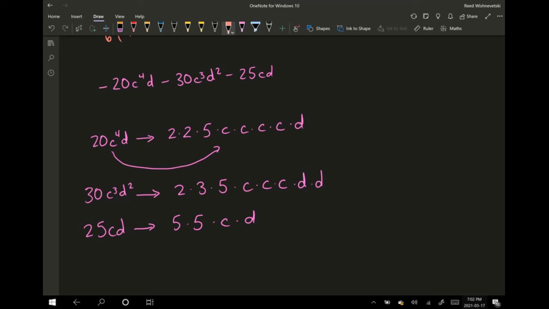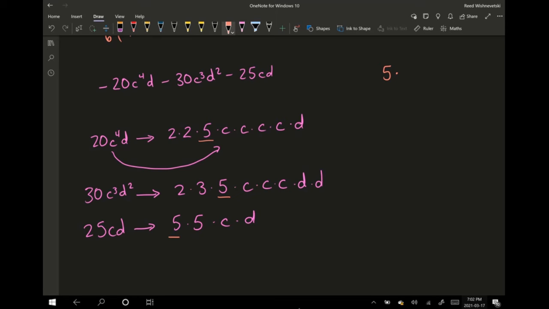Okay, now let's get to work. We can see here that there is a 5 right there, and it's shared between all three of the terms. So we know we can take out a 5. Now can we take another 5? Let's look. There's not another 5 in the line for the 30c cubed d squared, and there's nothing up here in this line. So all we can take out is a 5. Let's move that over to the side here. 5. Okay, what else can we take out?